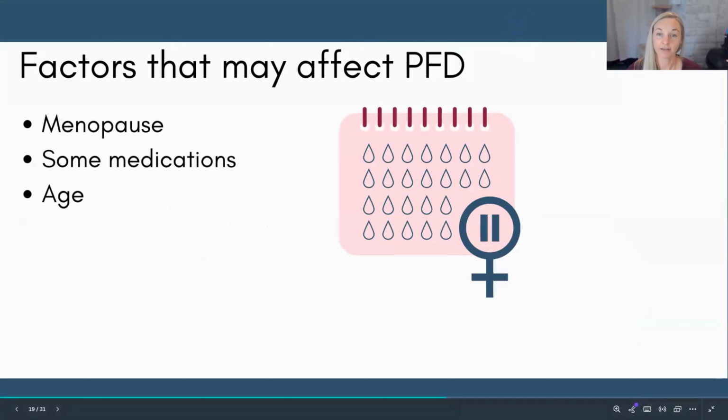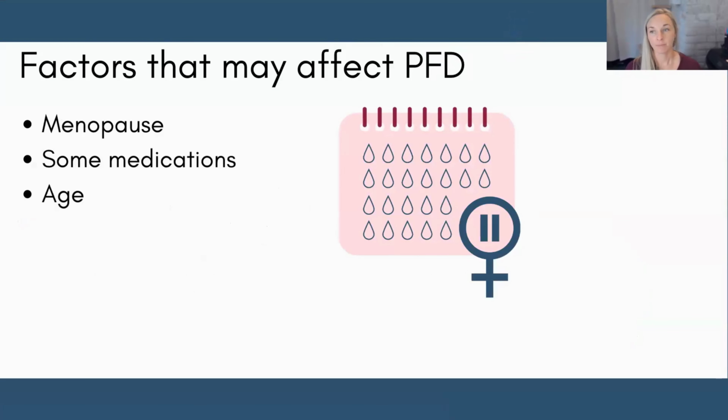Other factors that can affect the pelvic floor too, menopause. So for women, the average age of menopause is 52. That being said, there are plenty of people who go into menopause much earlier in life. It could be because of surgical intervention, having a hysterectomy that can change the way that our hormones are in our body.